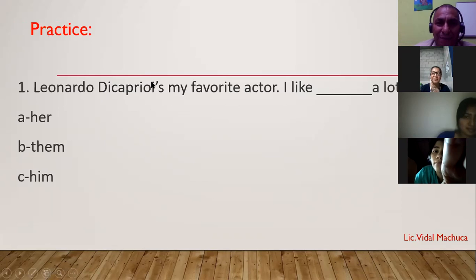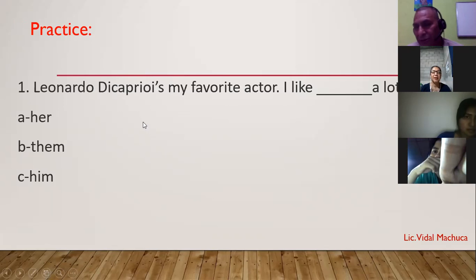Aquí estamos, aquí DiCaprio, esta S y el apóstrofe, si alguien me puede explicar qué entiende por esta S y el apóstrofe. Leonardo DiCaprio. ¿Qué quiere decir ahí? DiCaprio.